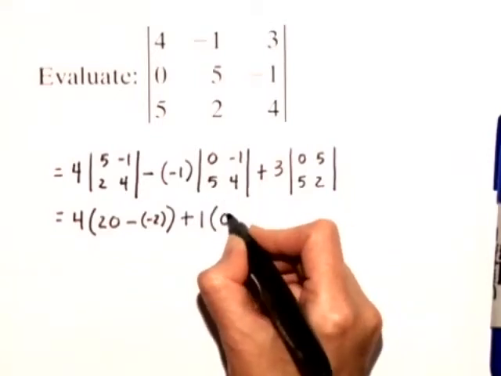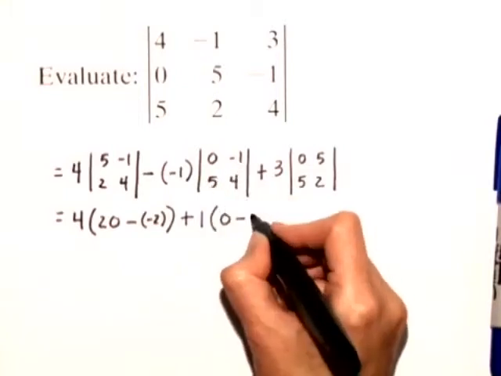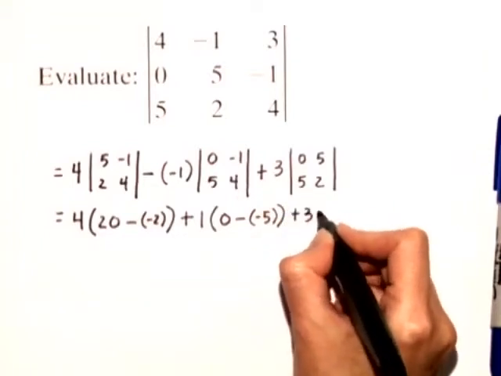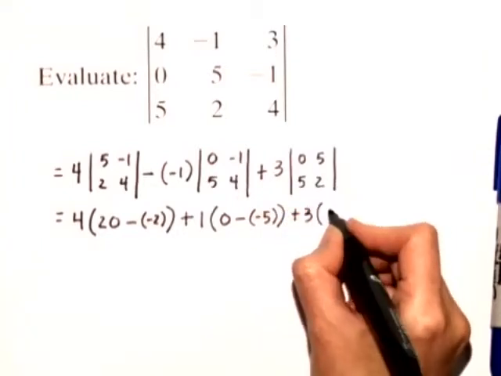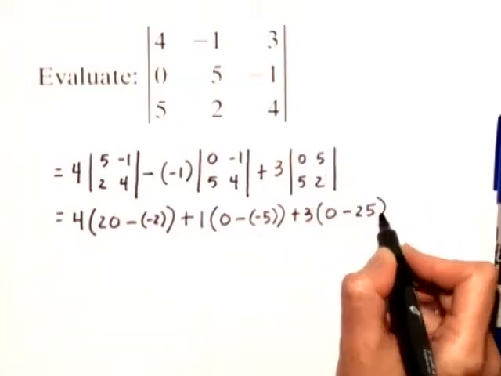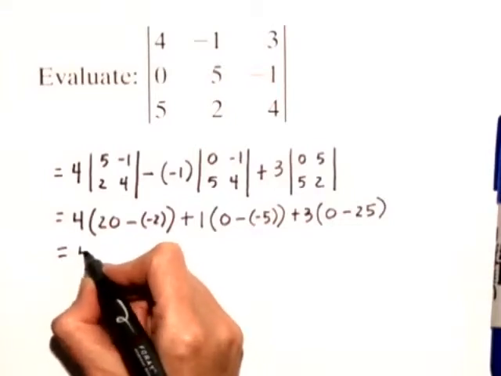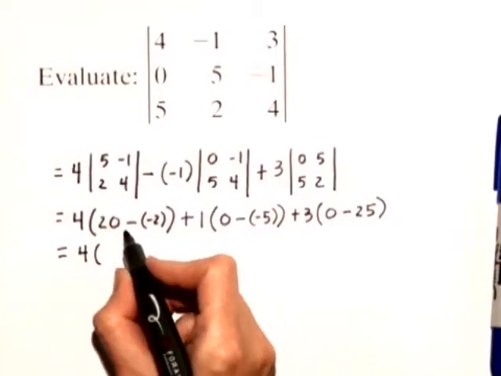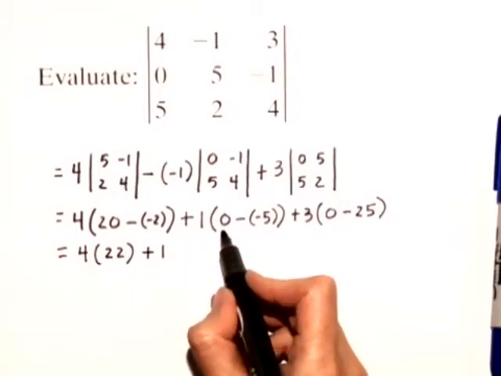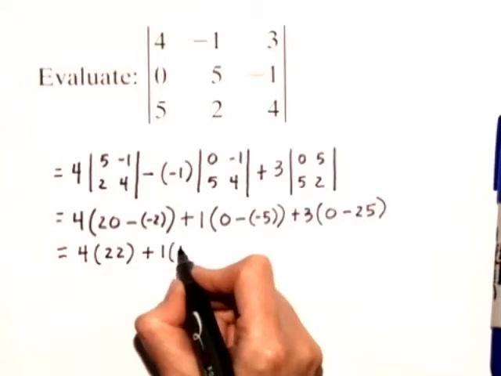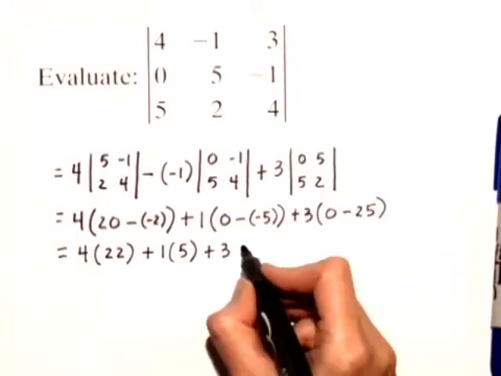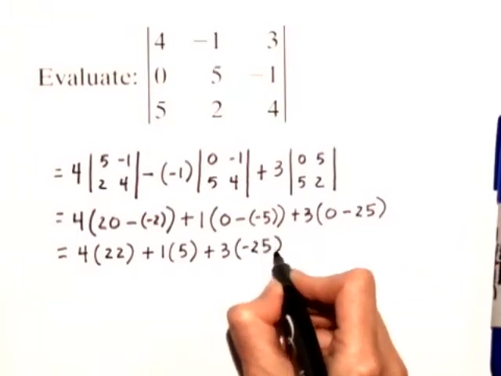0 times 4 is 0, minus 5 times -1 is -5. Plus 3 times 0 times 2 is 0, minus 5 times 5 is 25. We can simplify this. We get 4 times 20 plus 2, which is 22, plus 1 times 0 minus -5, which is +5, plus 3 times 0 minus 25, which is -25.